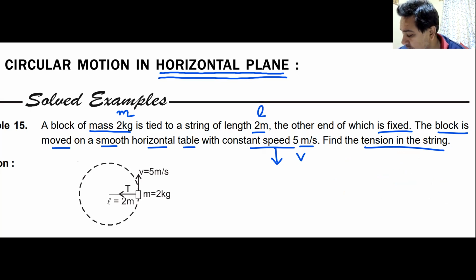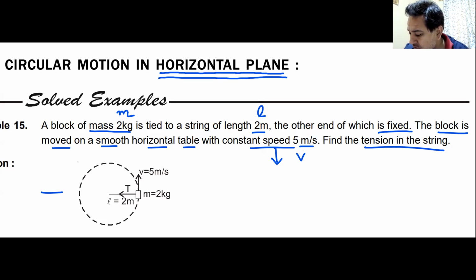Now comes the part where we try to understand how this answer has come. So the answer is mv square by L. Answer is not important. You can always get an answer even without understanding the question. The important part here is to understand what is happening here, to understand the motion.